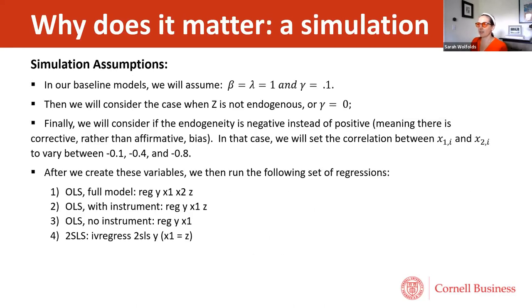In the simulation, we assumed beta is 1. So we'll be examining the bias relative to what we know to be the true coefficient of 1 by design. Then we will vary both the strength of the instrument and the endogeneity of the instrument. After we do that, we'll compare what OLS looks like versus 2SLS.